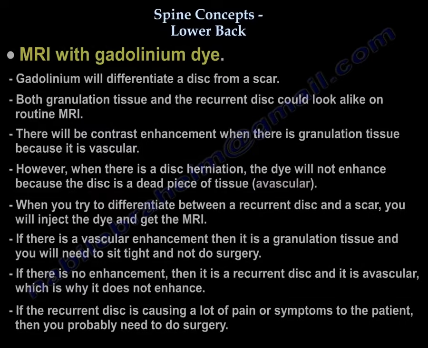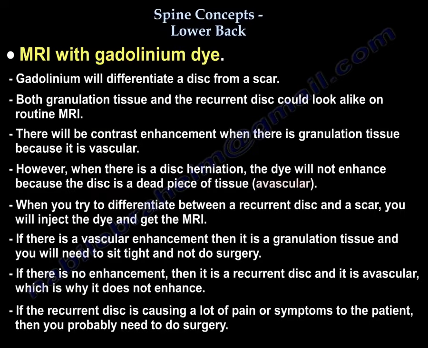The second problem is the MRI with a dye. Gadolinium will differentiate a disc from a scar. Both granulation tissue and the recurrent disc can look alike on routine MRI. There will be contrast enhancement when there is granulation tissue because it's vascular. However, when there is a recurrent disc herniation, the dye will not enhance because the disc is a dead piece of tissue. It is avascular.